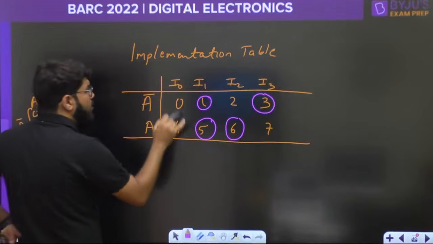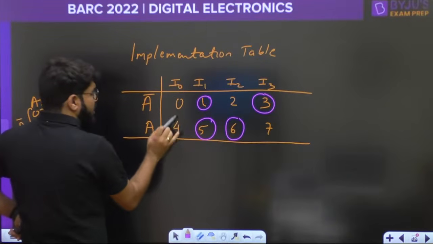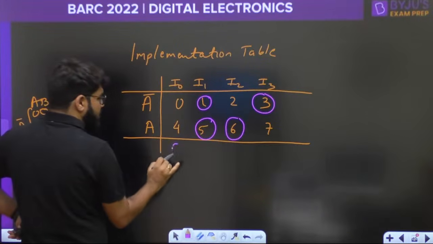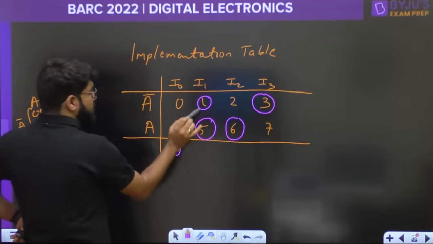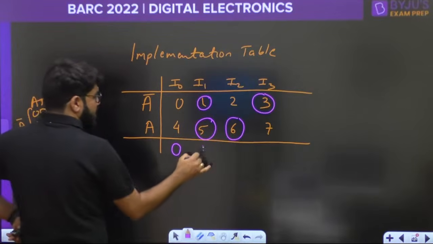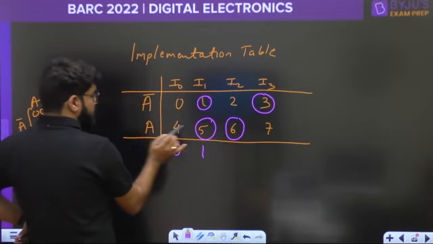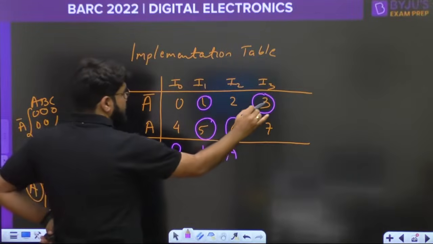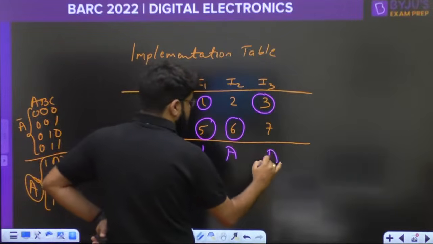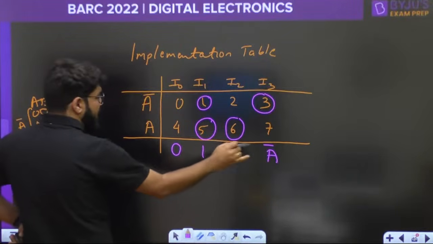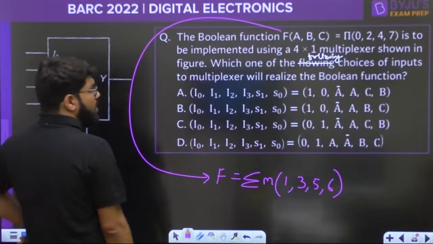Now you have to go column by column. I0. What is the minterm that is circled? Nothing. So 0. Here both the minterms are circled, meaning A bar plus A, that is 1. This is the minterm corresponding to the row of A, and this is the minterm corresponding to the row of A bar. So the sequence should be 0, 1, A bar.